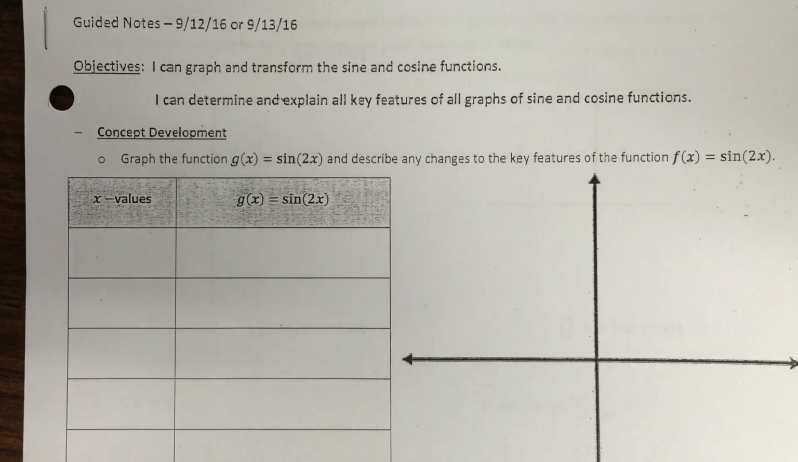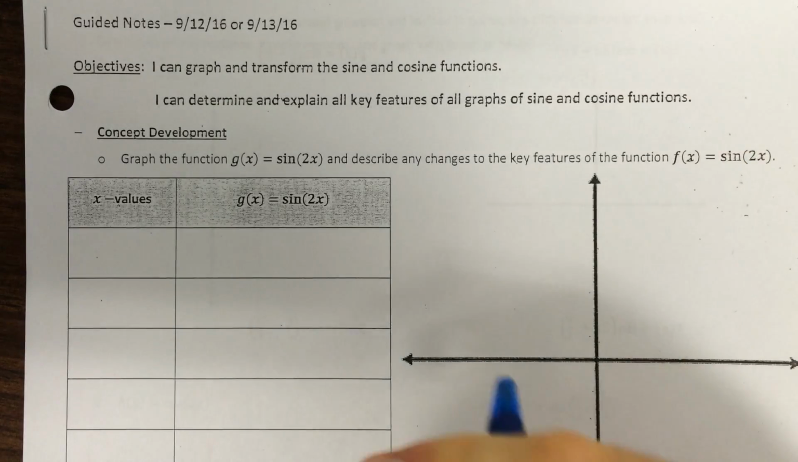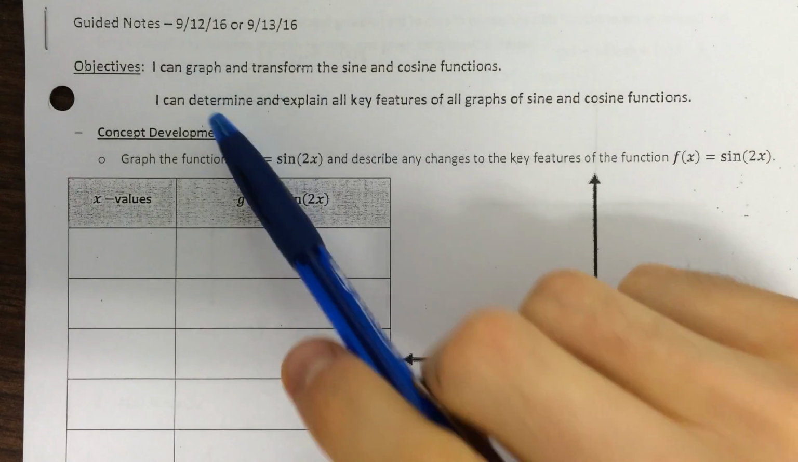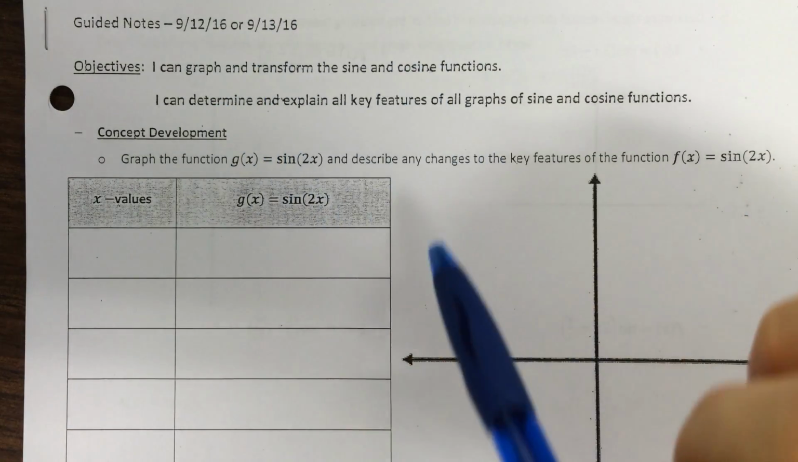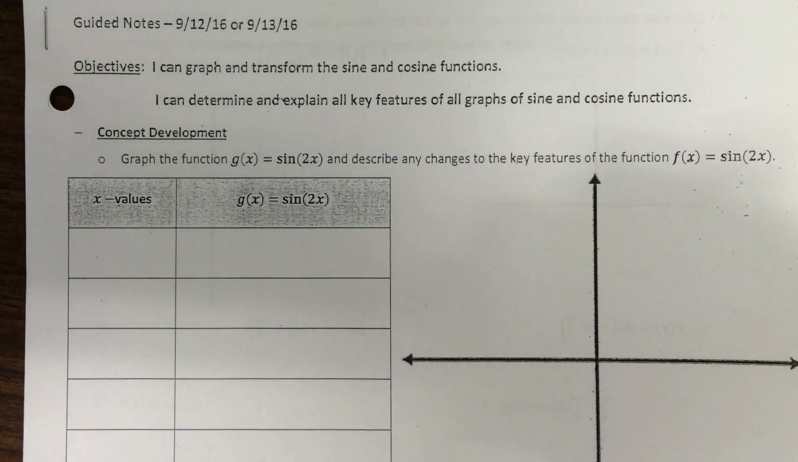This video is part 1 for September 12th and 13th, Monday and Tuesday. We're still looking at sine and cosine. We're still graphing that, and we're still transforming sine and cosine. This is the last transformation we're going to look at.